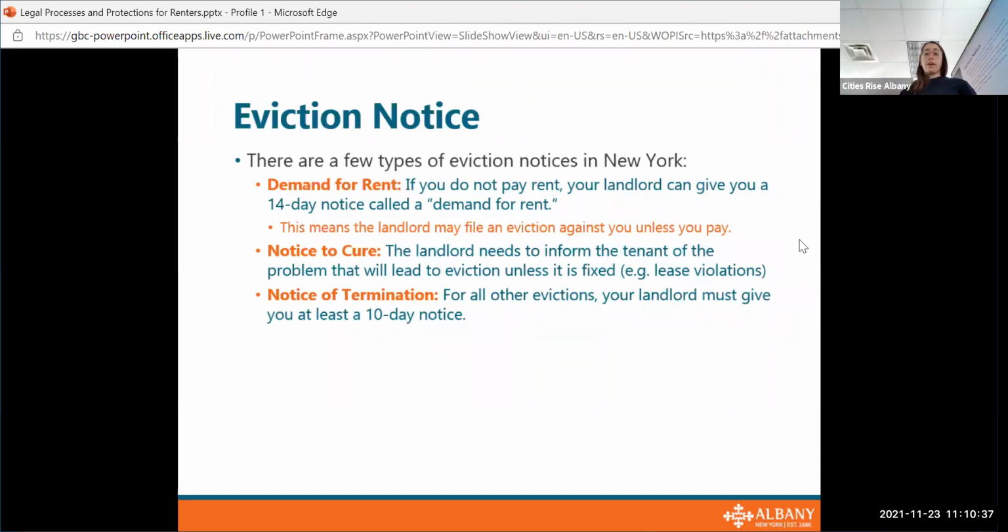If you have violated the terms of your lease, the landlord can give you what's called a notice to cure. Your landlord does have to give you a chance to fix any violations that have led to your eviction. So this essentially tells you what the problem is and gives you a certain amount of time to fix it. And for any other types of evictions, your landlord has to give you at least a 10-day notice called a notice of termination, which is essentially telling you that your lease is done.